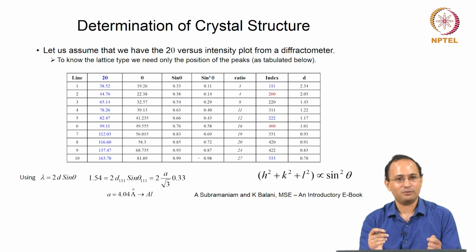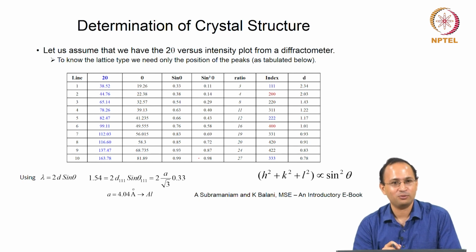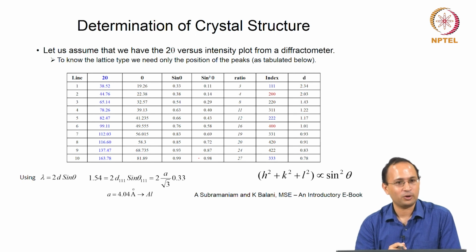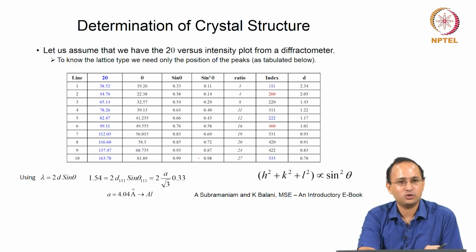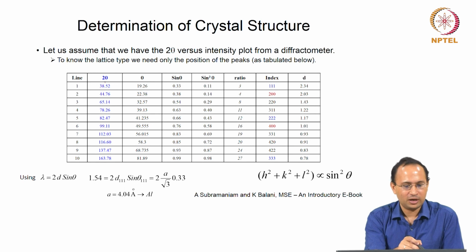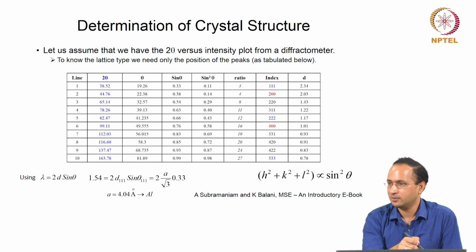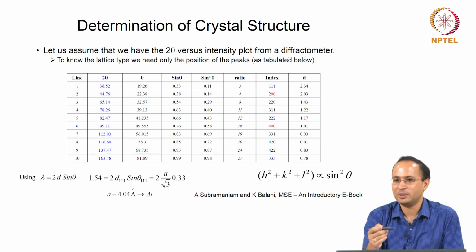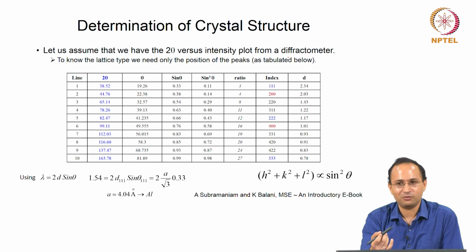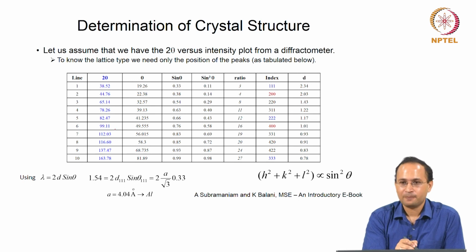Now, someone gave you a pattern and asked you how do you determine the crystal structure. That is also an important question to answer. So, if you know the diffraction pattern, you know the values of 2 theta. So, these lines you already know from a diffraction pattern. Let us assume that we have a 2 theta versus intensity plot, a typical diffraction plot. From 2 theta you can calculate theta, then you can calculate sin theta, finally sin square theta.